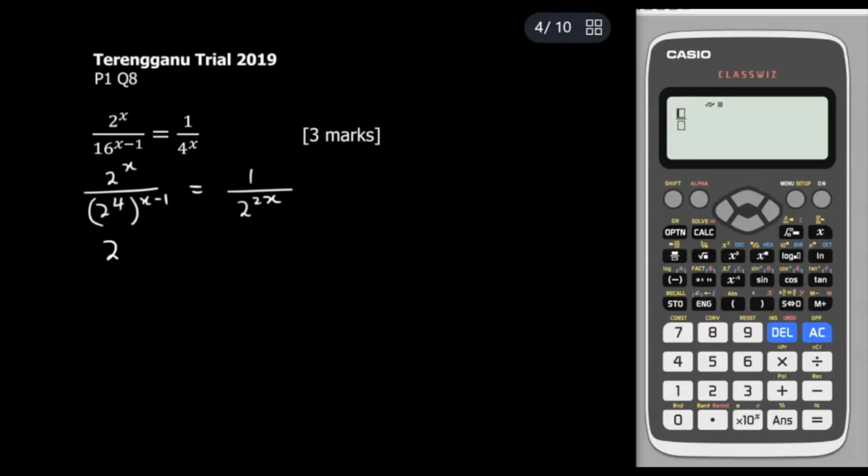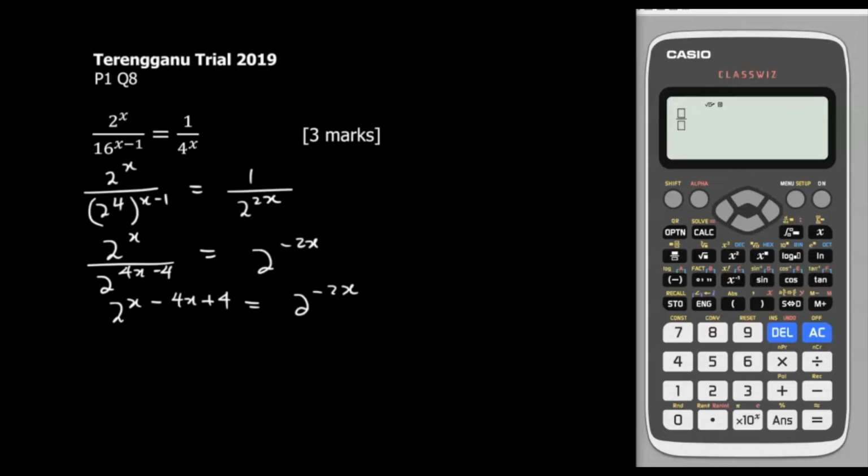The bottom one, I'm going to expand this. So 4x minus 4 equals this one. I bring it up, so it becomes power negative 2x. So 2 power x minus 4x, then minus 4, minus 4 becomes plus 4, equals 2 power negative 2x. Now since the 2 bases are the same, left and right, we can compare the power.